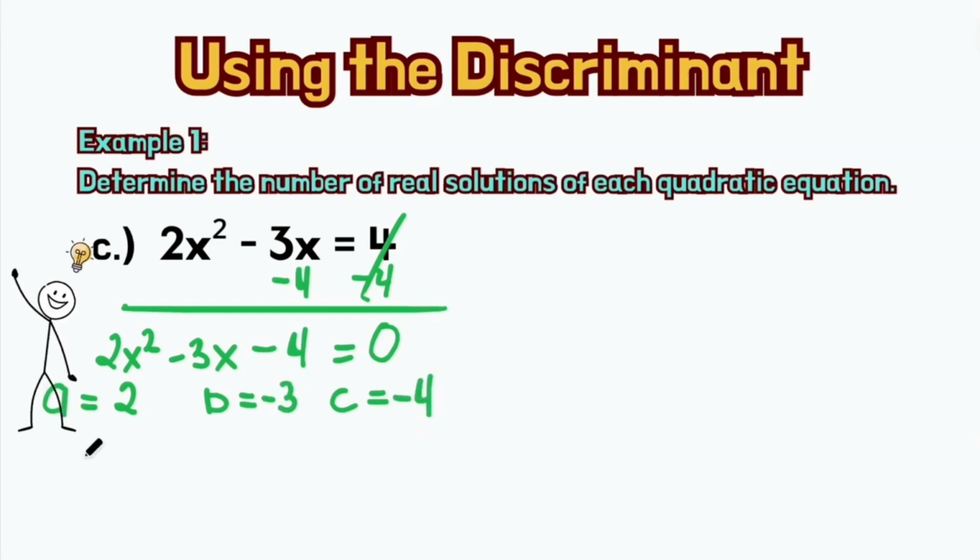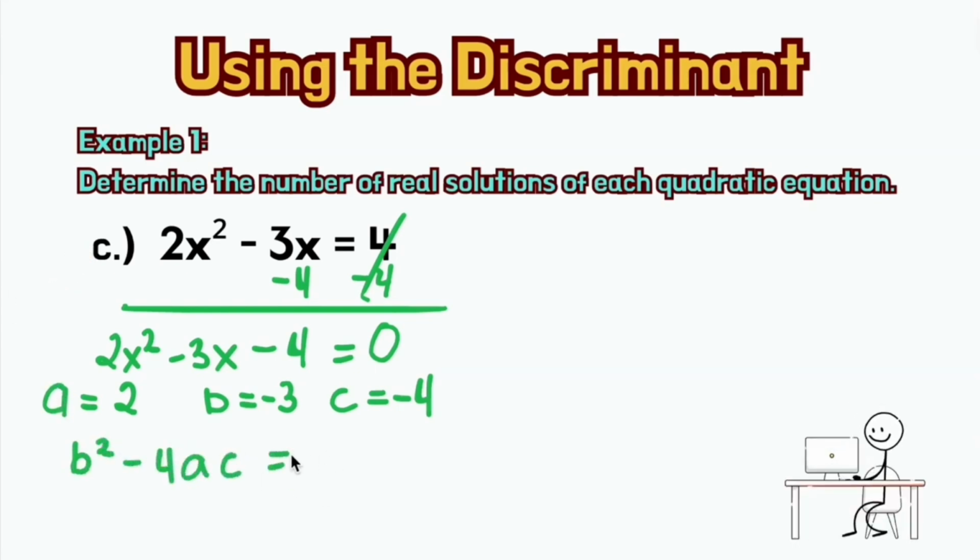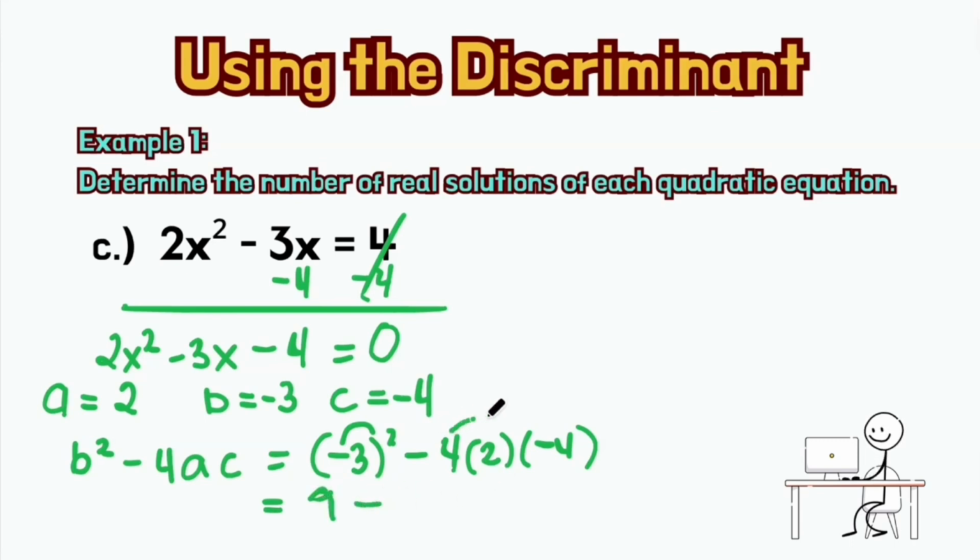Okay, so the discriminant is b squared minus 4ac. So b, which is negative 3, squared, minus 4 times 2, which is a, times c, we have negative 4. And we simplify this one. Negative 3 squared, that is positive 9. Negative 4 times 2, that is negative 8. Times negative 4, that is positive 32. And when we add them together, the result would be 41.